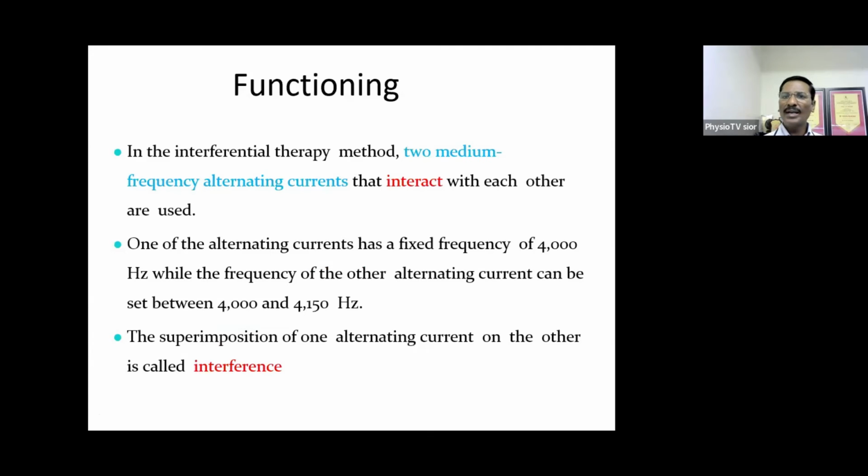So now let us try to understand the functioning of interferential therapy. Here there are two medium frequency currents which are interacting with each other and producing the low frequency current. In these two medium frequency currents, let us take in one, the frequency is 4000 hertz, which is fixed, whereas in the second channel, the frequency can be adjusted between 4000 to 4150 hertz. The superimposition of one alternating current on the other is called interference.